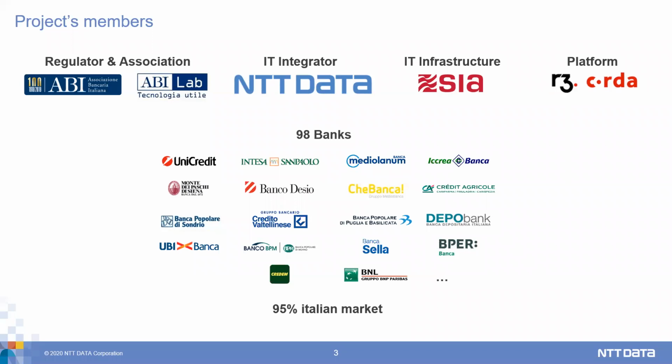As I say, this is a big project, and at this moment we have 98 banks in production. That means we have 98 nodes working at this moment with real data, connected to each other. That's really huge if we think that this is a private ecosystem. And these 98 banks represent 95% of the Italian market. So we almost have all the customers and the banks.